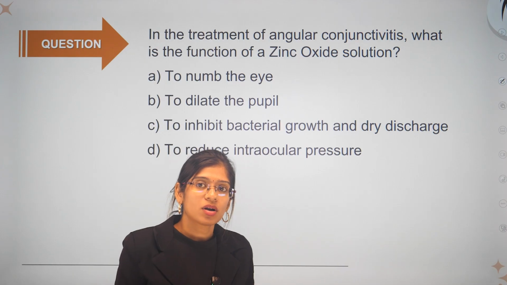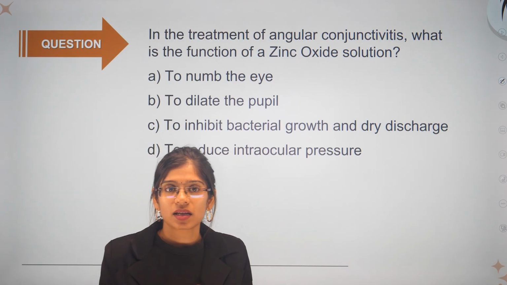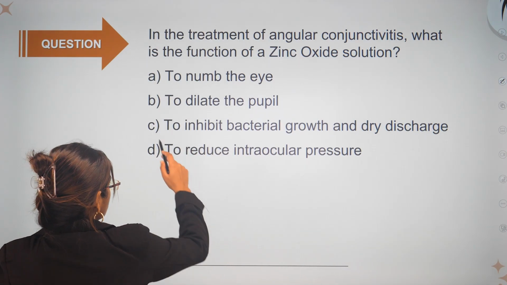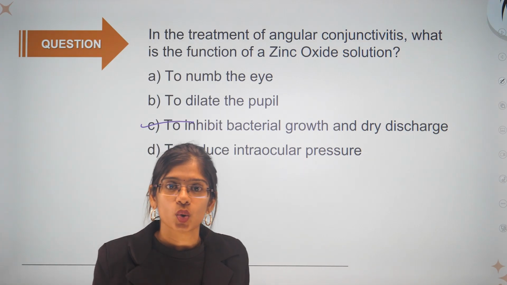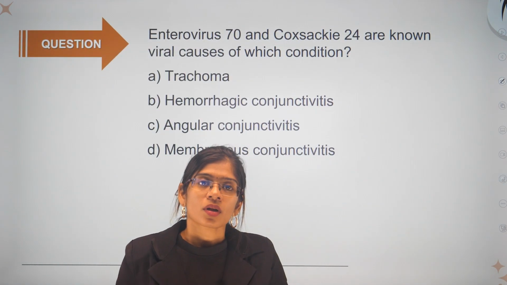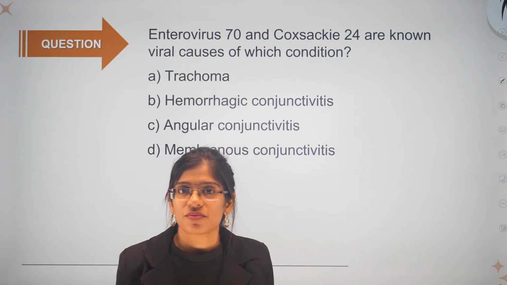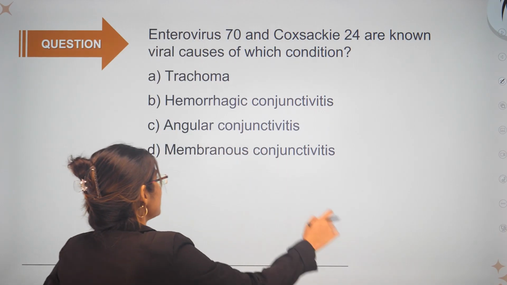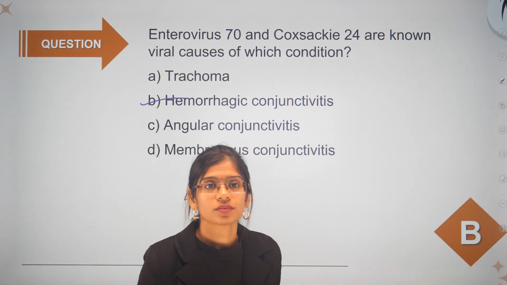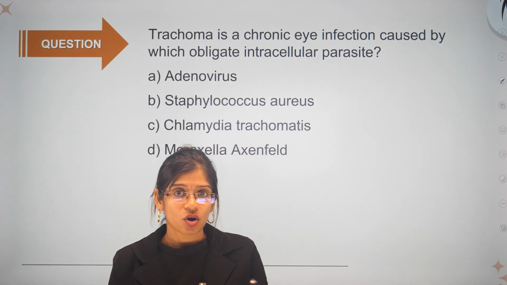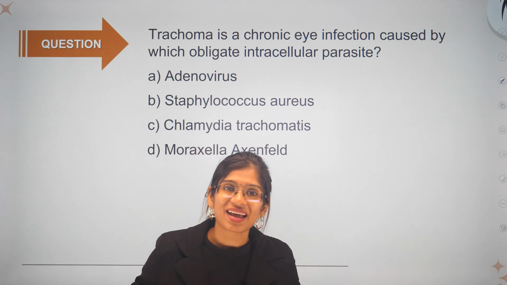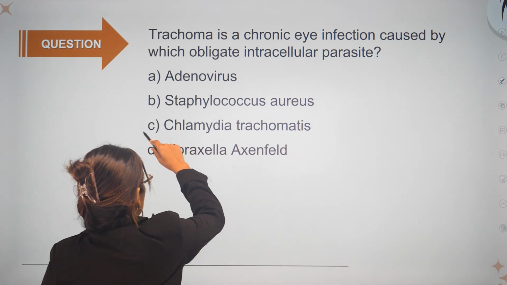In the treatment of angular conjunctivitis, the function of zinc oxide is that it will dry up the discharge and inhibit bacterial growth. Enterovirus 70, Coxsackie 24, what do they cause, guys? Hemorrhagic conjunctivitis. Trachoma, a chronic eye infection, is caused by which parasite? Chlamydia trachomatis.